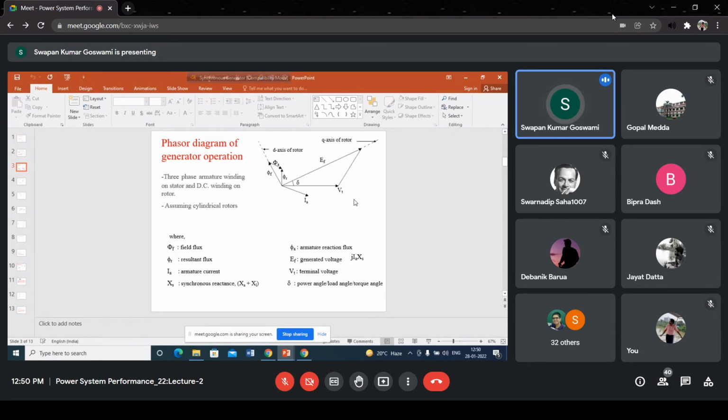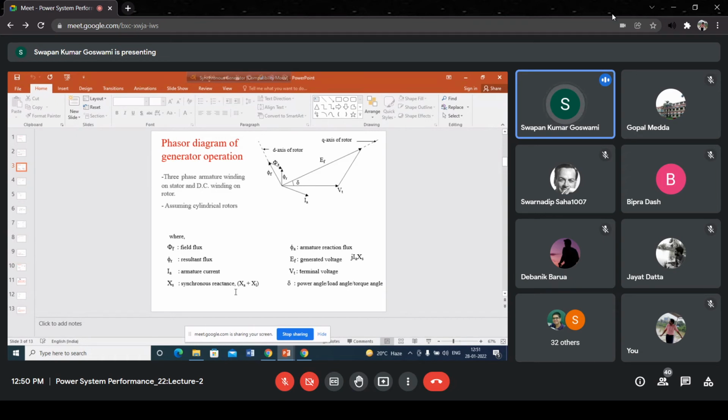This is appearing partly because of phi A, the armature reaction flux, and that component of reactance is XA, the armature reaction reactance. There is another component which is not interacting with the field flux. That is the leakage flux of the armature winding. So that also will create a voltage drop. Effectively, that part of reactance is say XL.